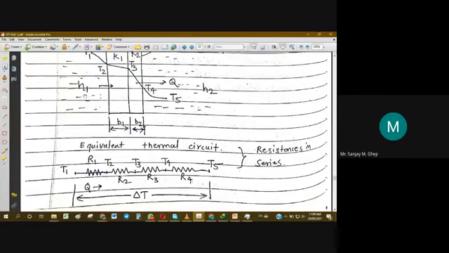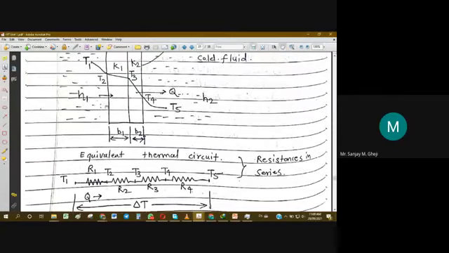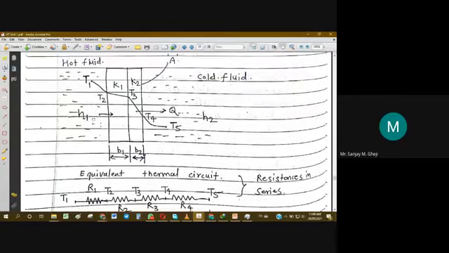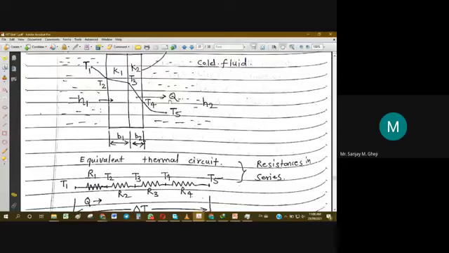So in all, we have four components of heat transfer. First is this inside convection, then conduction through plate one, conduction through plate two, and convection to the outside fluid.